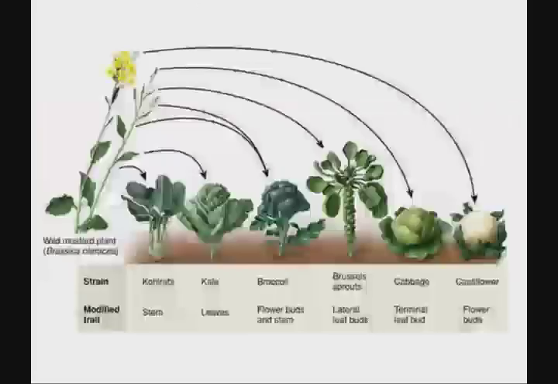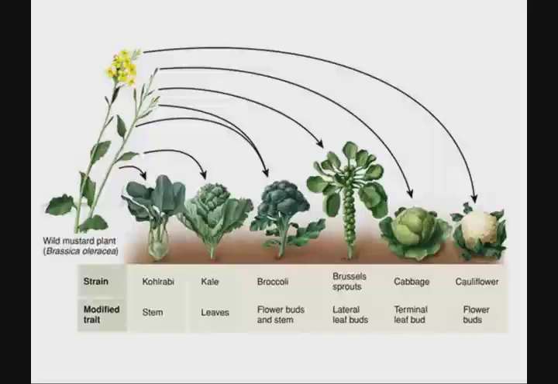Now, to exemplify that, let's look at some of the plants that you may be familiar with, and they're all derived from a common ancestor. They have all been bred to emphasize different components. So you've modified the stems of wild mustard, and you've got kohlrabi. You modify the leaves, you get kale. You select for the flower buds and stem, you have broccoli. For lateral buds, Brussels sprouts. Terminal leaf bud, cabbage. Flower buds, cauliflower. So all these are very closely related to each other, and they've all been domesticated to a certain extent by artificially selecting for a specific trait. Right? But they're all derived from wild mustard. So Brassicaceae is the family.